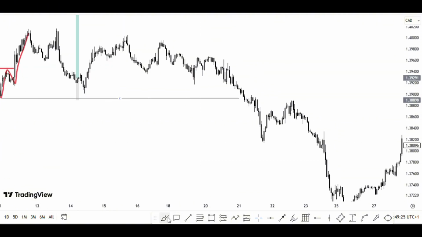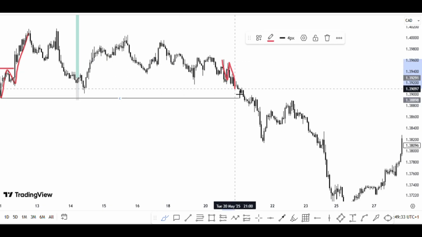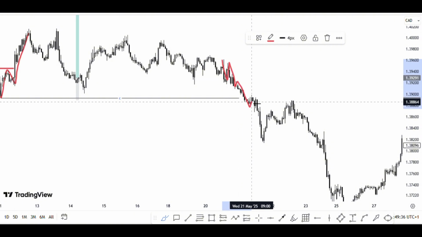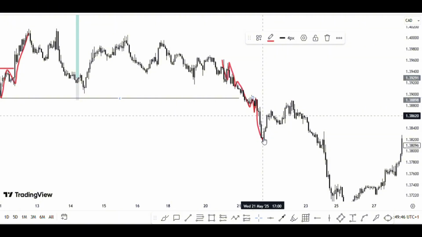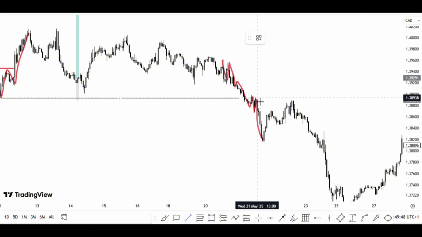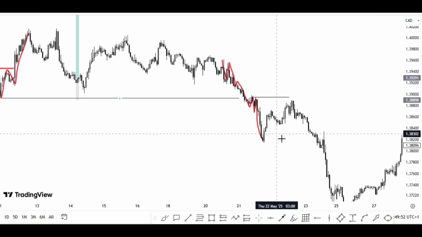We look out for our inducement. As you can see, when the market was coming down, we had to look out for the last pullback the market made before or after the change of character or break of structure. As you can see, we have something like this. So it means that our inducement will be here. Our inducement is going to be here like this.